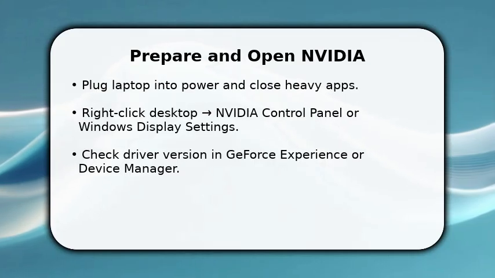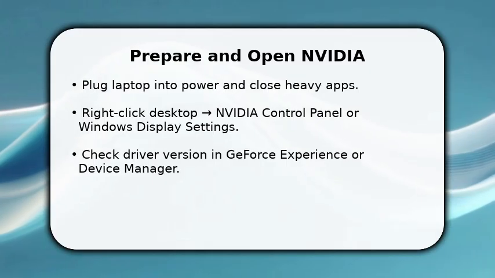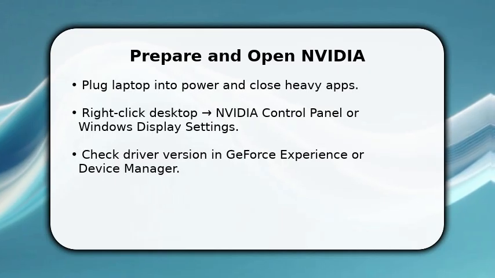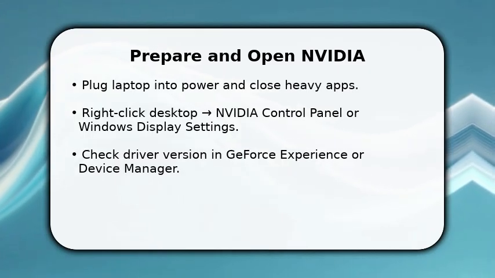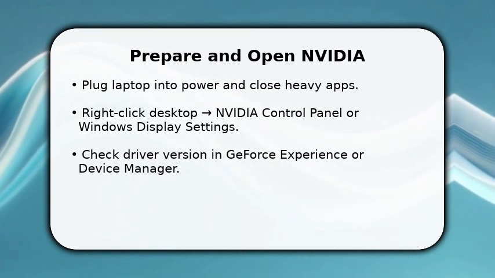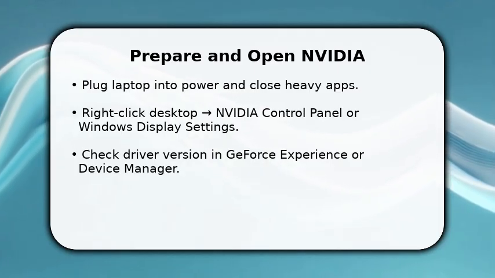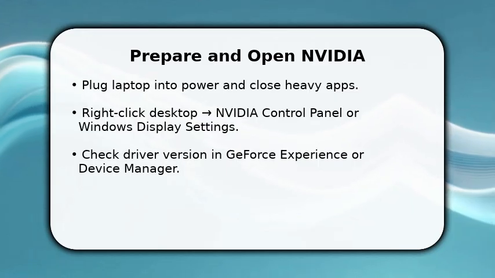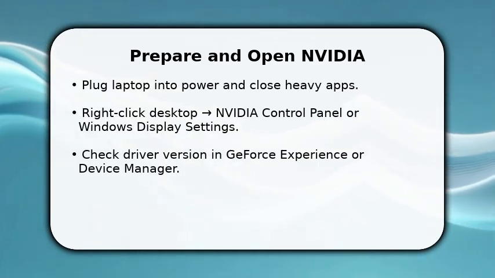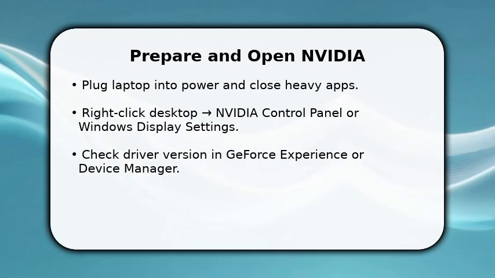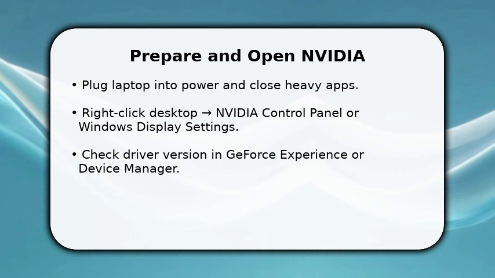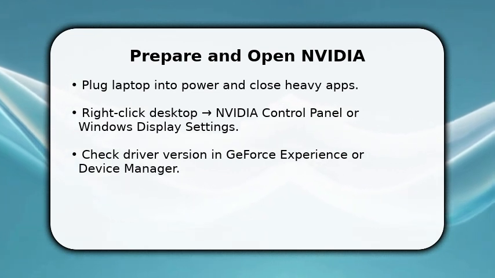You start by getting the laptop ready. Plug it into power so Windows won't throttle the GPU and close apps that use the display. Once done, right-click the desktop and open Nvidia Control Panel. If you don't see it, open Windows Display Settings and choose Advanced Display. Make sure your drivers are current by checking GeForce Experience or Device Manager. You're doing this because outdated drivers or battery-saving modes often block custom resolutions and refresh rates.